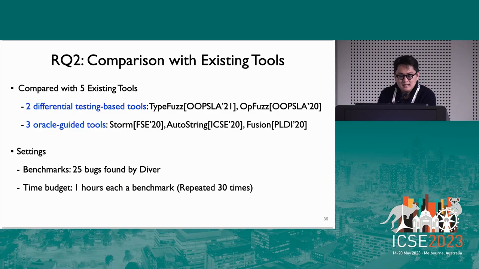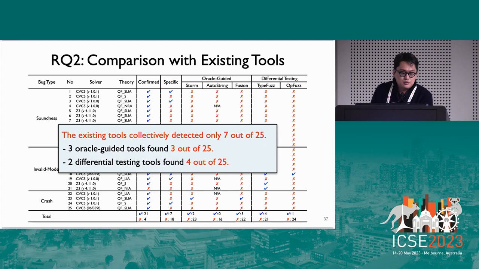To show that Diver successfully complements the shortcomings of existing approaches, we conducted comparison experiments with existing tools. We used 2 differential testing tools and 3 oracle-guided tools. The benchmarks are the 25 bugs found by Diver, and we set a timeout of 1 hour for each benchmark. We repeated the experiments 30 times considering internal randomness of existing tools. As a result, the existing tools collectively detected only 7 out of 25, and 3 oracle-guided tools found 3 out of 25. 2 differential testing tools found 4 out of 25.